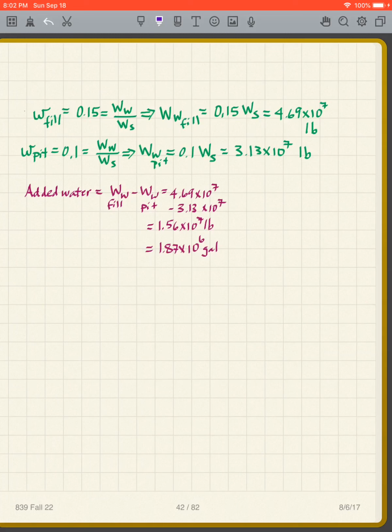And then we can figure out the weight of the water in the pit because, using the same expression, we get that for the weight of the water in the pit. How much water do we have to add? Well, it's the difference between those two we have to add. So we subtract off those values, means we have to add that many pounds of water, and you can convert that to gallons, for instance.